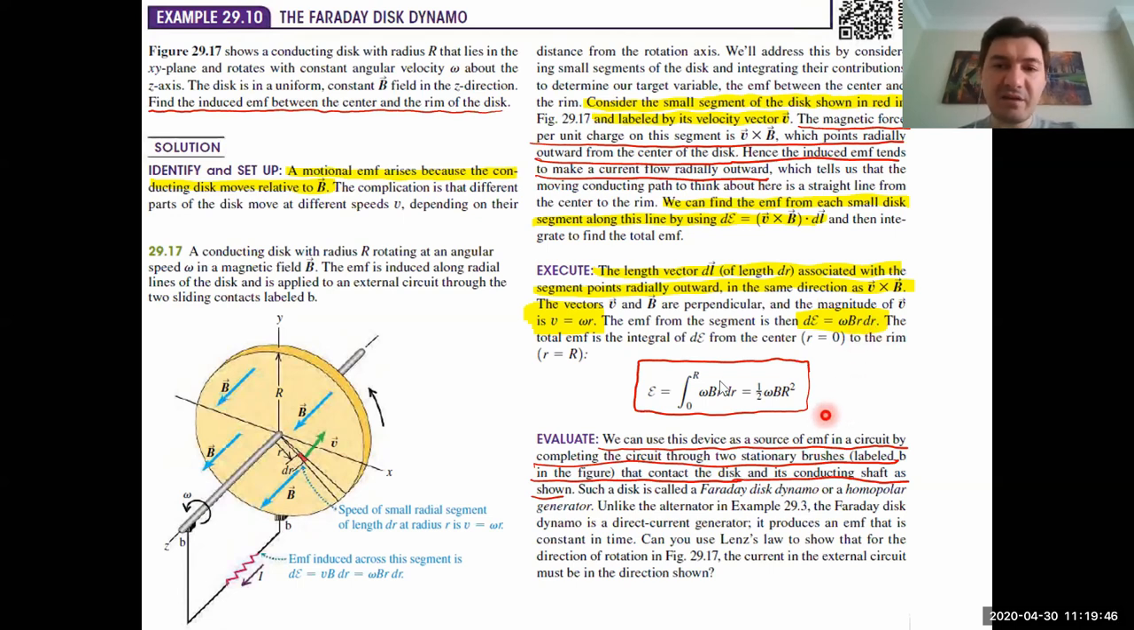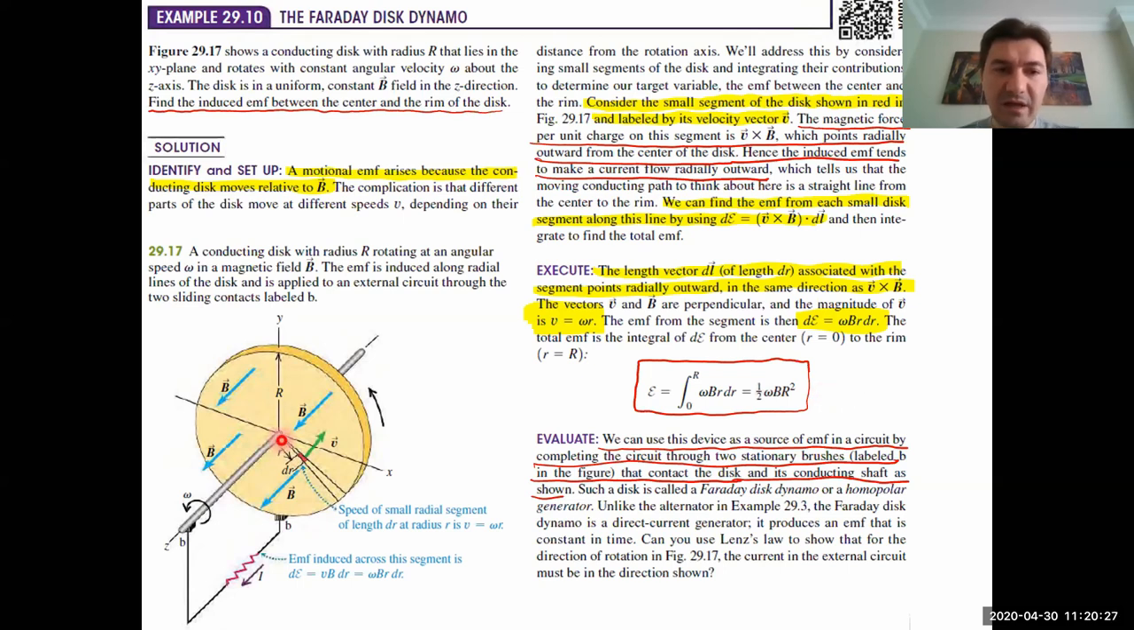Then if we integrate that from the center, when r is zero, to the rim of the disc, when r is capital R, we can find the total EMF produced by this rotating disc. The total EMF is given by the integral from zero, from the center to the rim of the disc. If you solve that integral, we will have the EMF, one half omega B R squared.